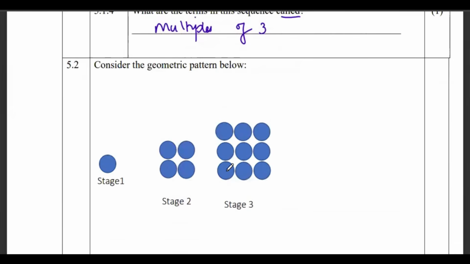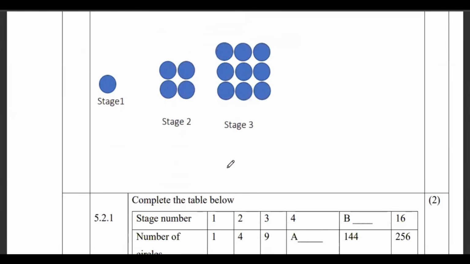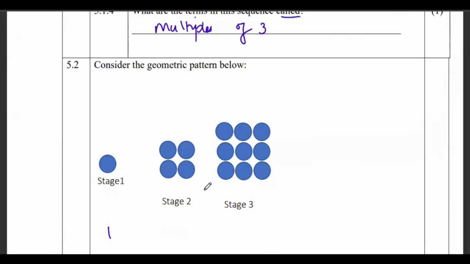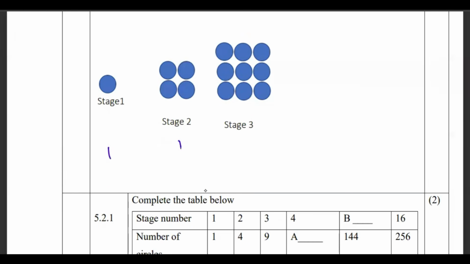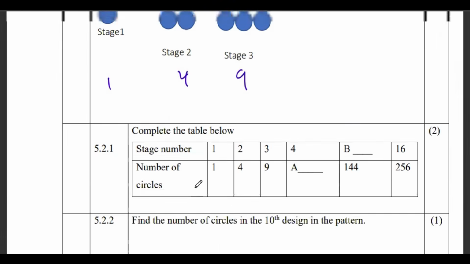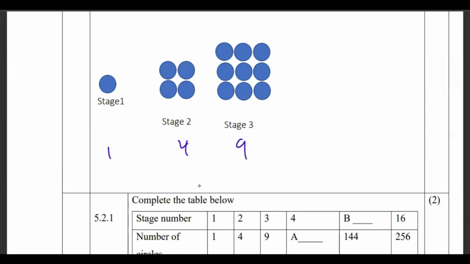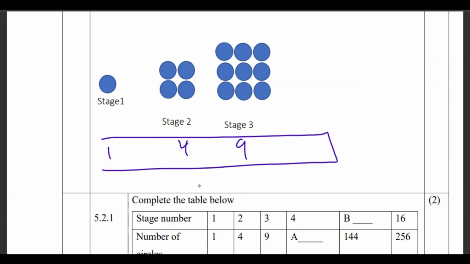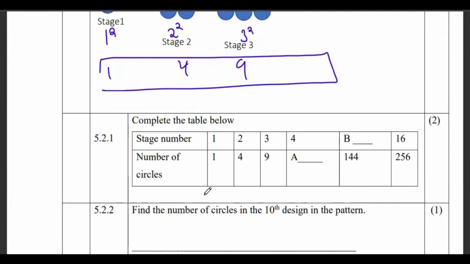And then consider the geometric pattern. We have stage 2, we have 4 squares or 4 circles, and then we have 9. They want us to complete the table. So these are square numbers if you look at it. Okay, so 1 squared is a 1, 2 squared is a 4, 3 squared is a 9, meaning that 4 squared is going to be a 16.